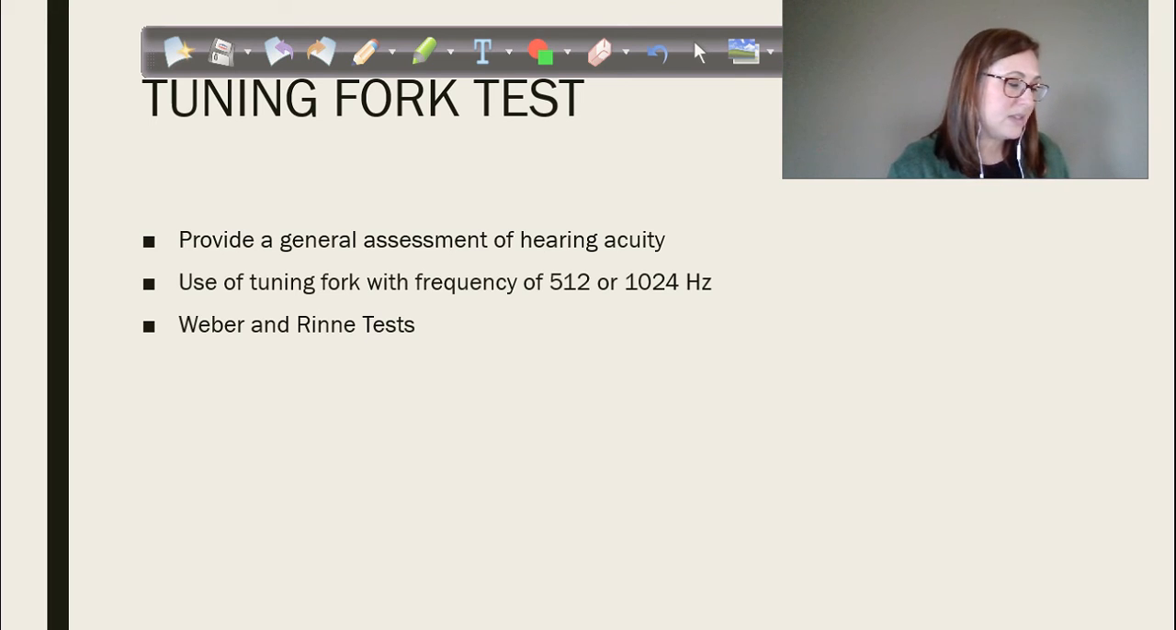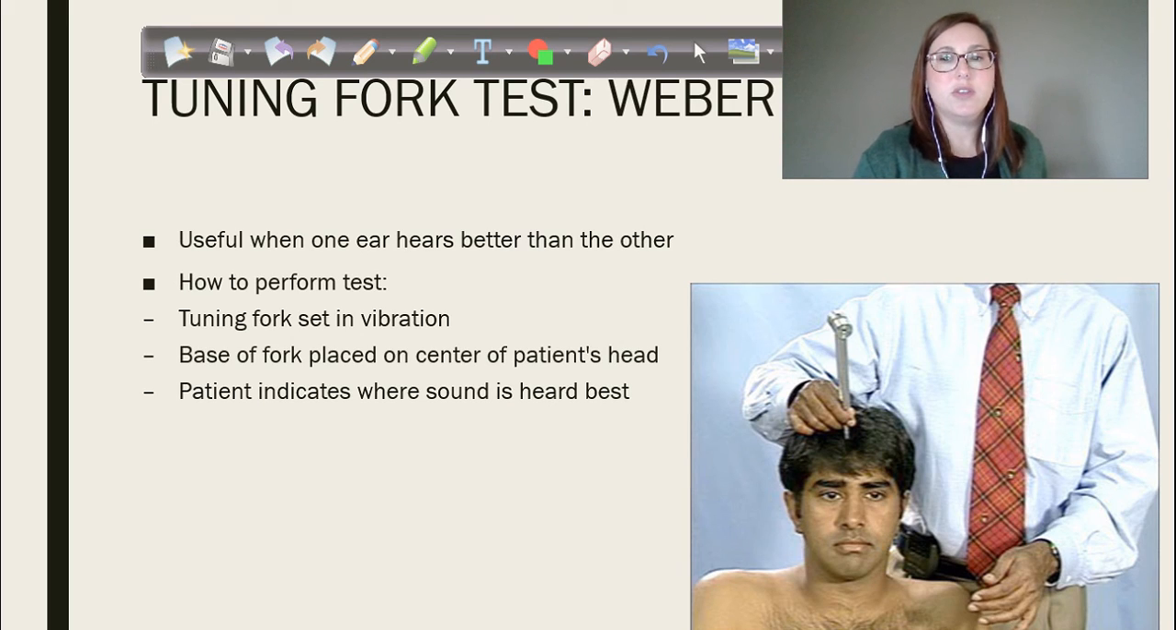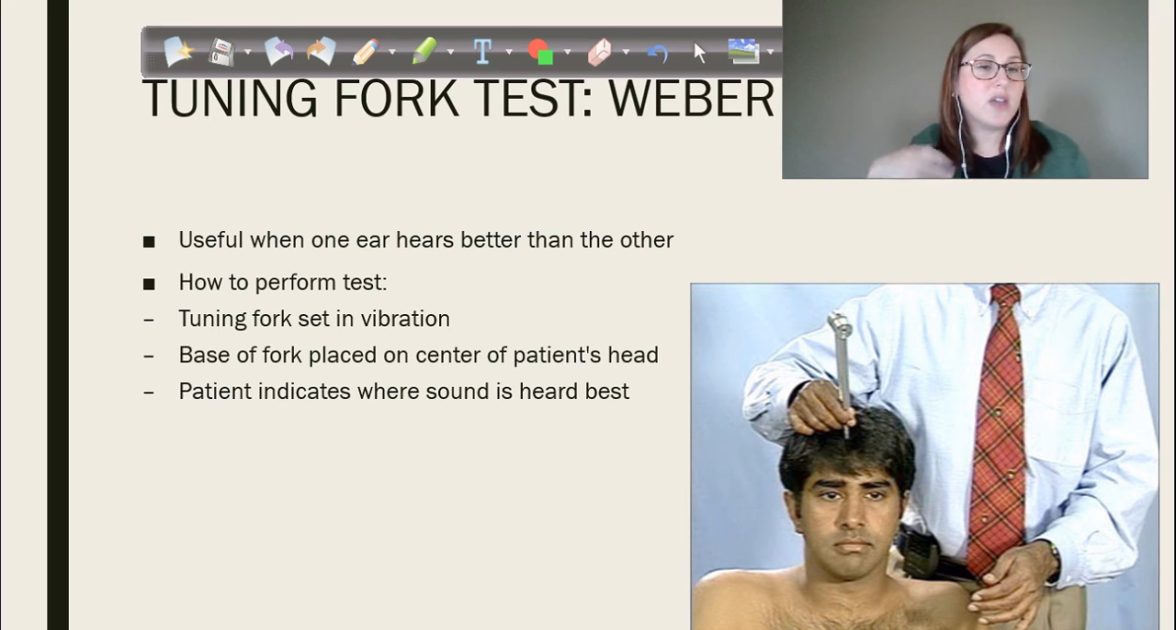The tuning fork test. The frequencies that are emitted by the tuning fork are the same frequencies that fall within the normal range of speech. And it's the Weber and Rinne test, so we're going to talk about that. So the Weber is useful when one ear hears better than the other, and this is commonly going to be performed by the provider unless you are in a specific audiology office or ear, nose, and throat doctor. Those specific areas you might do this.